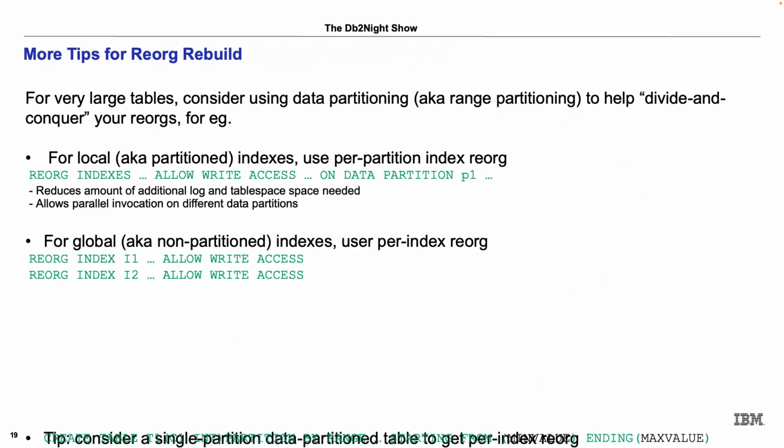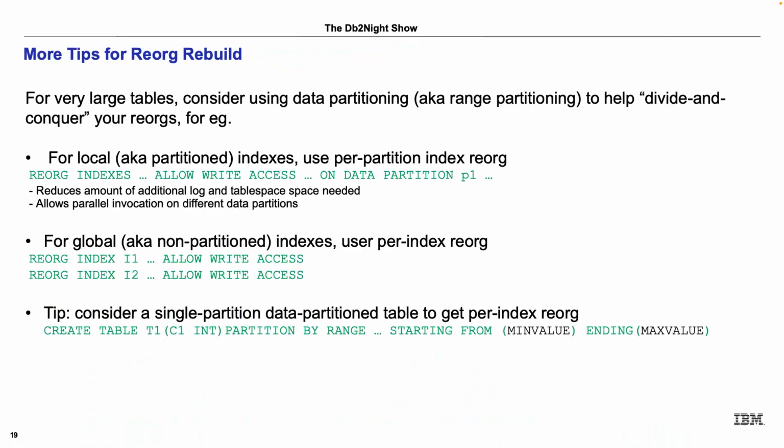Now, there's a tip to get per index reorg. You can create a table with only one data partition, make it a range partitioned table, and then create indexes as global ones. Then you can achieve reorg of each index individually. So even with a large table and high volume system, smart use of partitioning can make your index reorg faster and lighter and easier to manage.